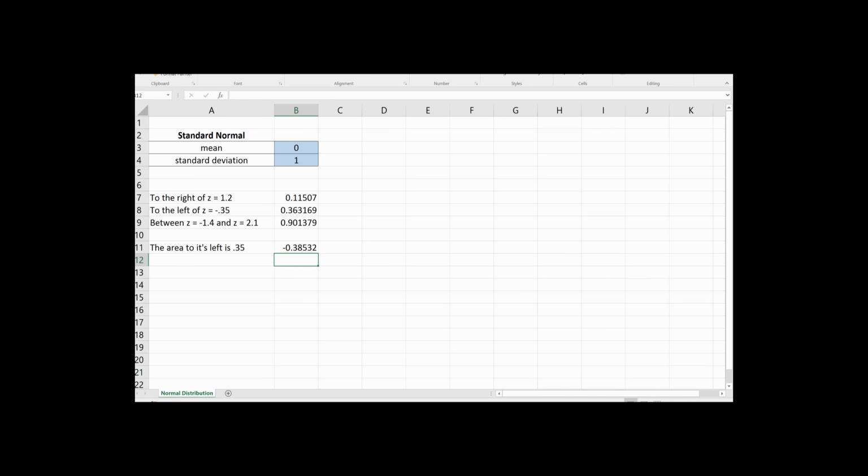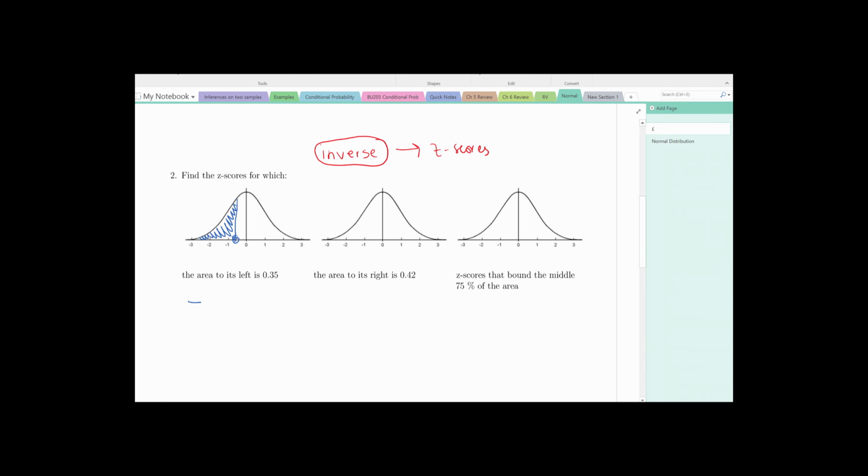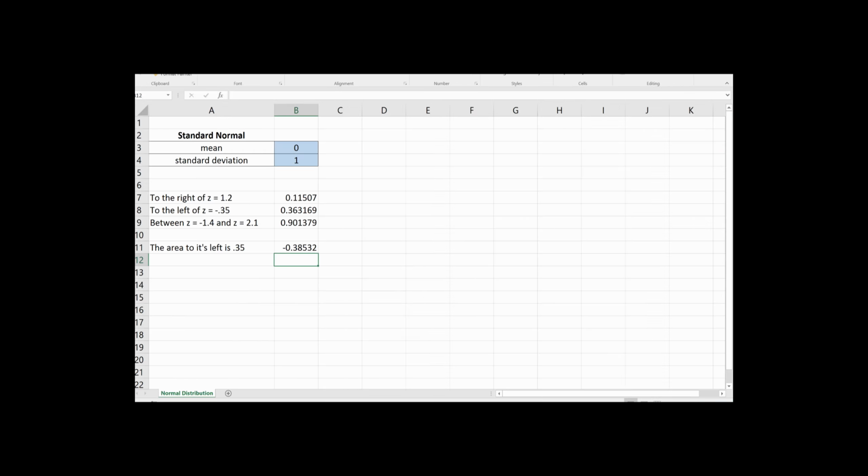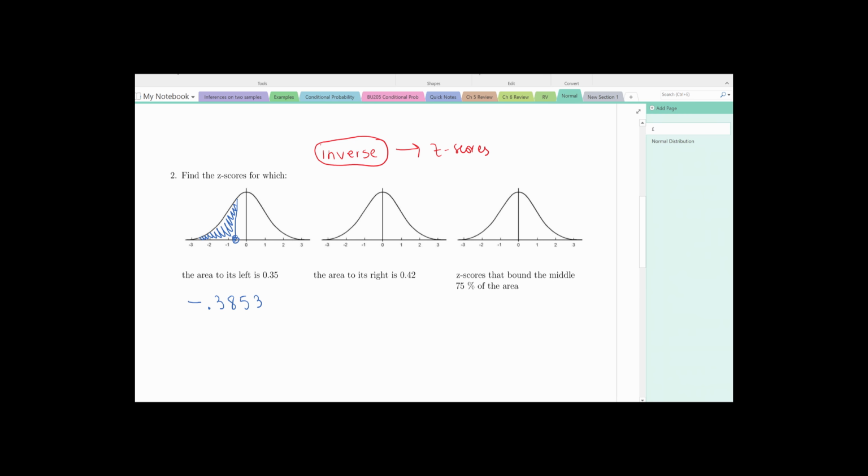0, 1. We get negative 0.38532. Does that make sense? Negative 0.385, and 32. The answer is yes, it does make sense. Okay? Because it's to the left of 0. The value here is negative.